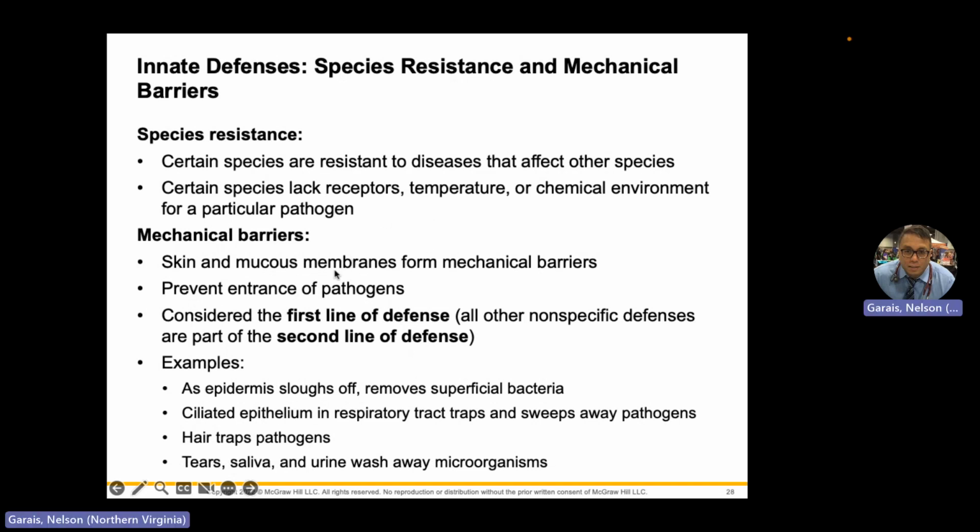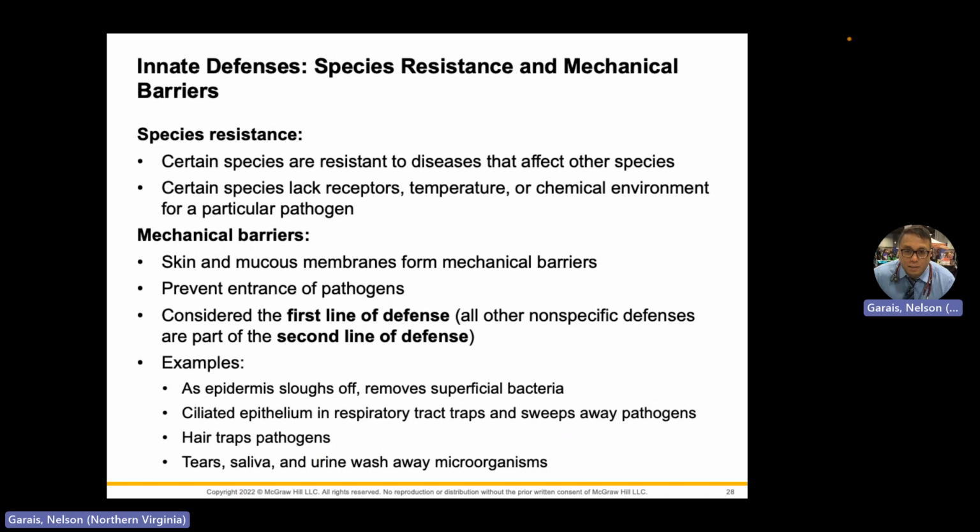Resistance, nice to know. Mechanical barriers. Well, let's talk about mechanical barriers because that's a part of your innate immune defenses, right? And considered your first line. So that's your skin and your mucous membranes. Those are called mechanical barriers because they physically keep things out, right?